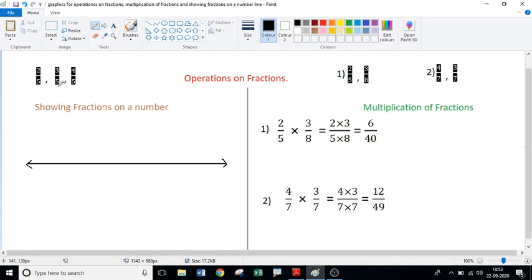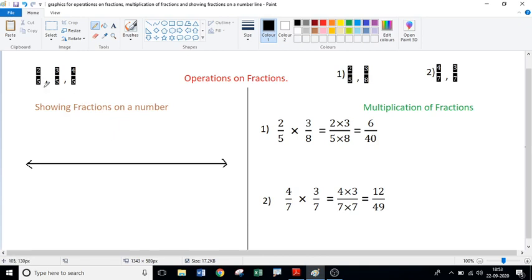Now, there are 3 fractions here I have written. I want to show them on a number line. I have already drawn a number line here, and there are 3 fractions: 2 upon 5, 3 upon 5 and 4 upon 5. Now, how do we write them on a number line?